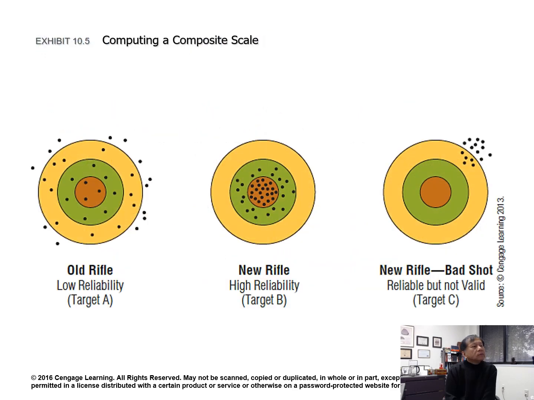In this example, the old rifle has low reliability, scattered all over the place. The new rifle has high reliability, very condensed together, and this one also has good validity. With the new rifle here, all the shots are over here. It's pretty reliable, they're all close together, but it's not valid. It's off the target, off the center. In that case, there is probably some systematic error you can adjust. You can adjust the sight, or move the barrel, then aim at it.